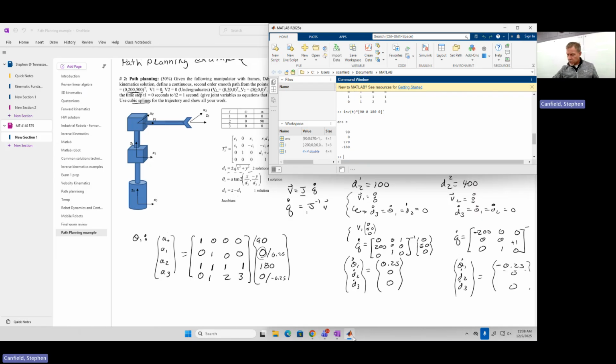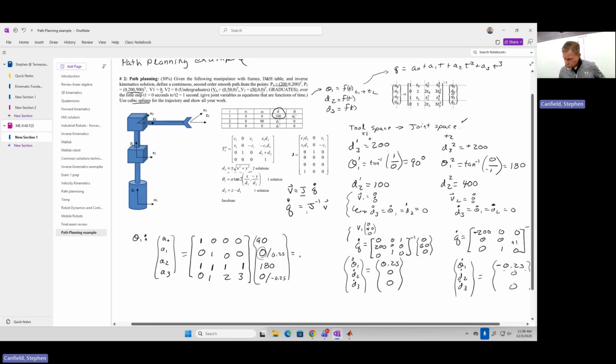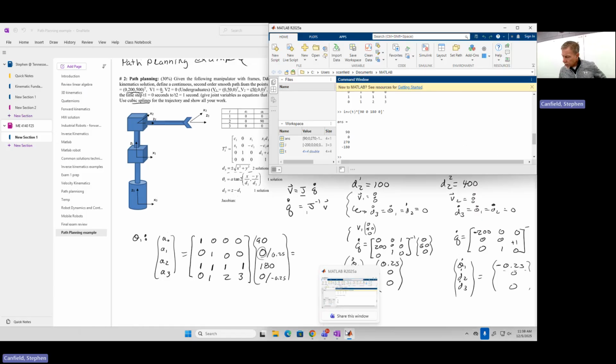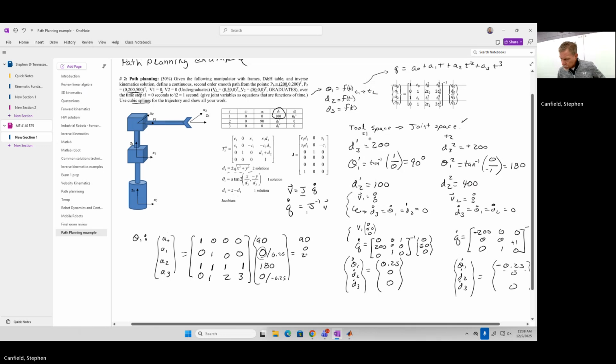So these are my coefficients: 90, 0, 270, 180. Okay, so that means my equation for theta 1 is 90 plus 0 times t plus 270 times t squared minus 180 times t cubed. And that's for the velocity equals 0 case.